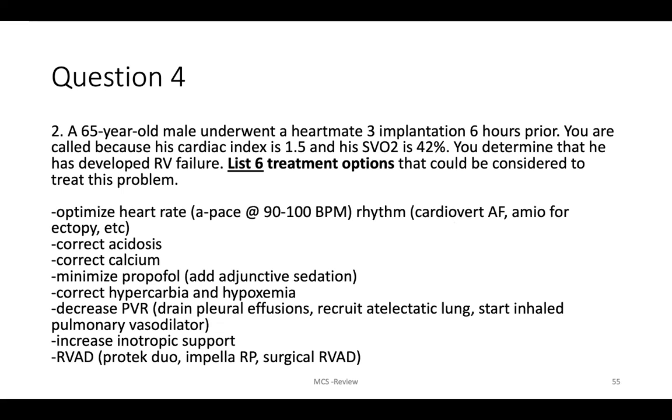So you optimize heart rate, so this would be contractility. Correct acidosis, this is for afterload. Correct calcium, this is for inotropy. This, minimize propofol, I'm not sure about that one. Why? Is there anyone who can comment on minimize propofol?